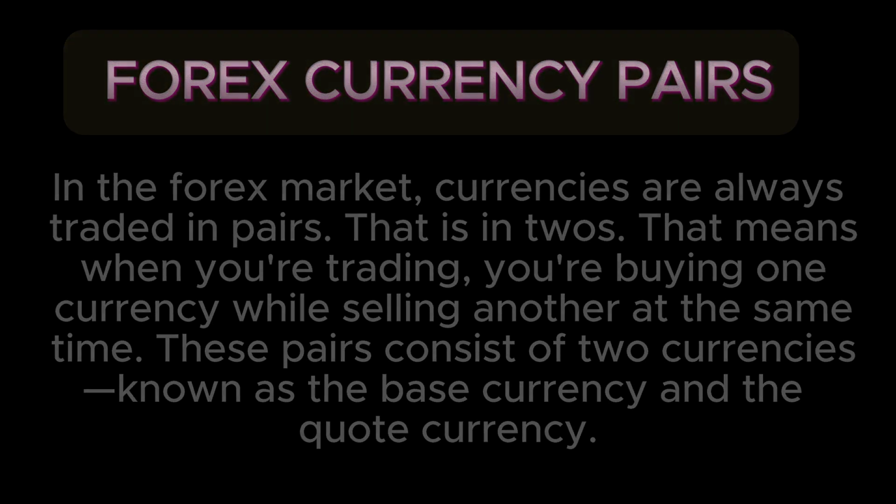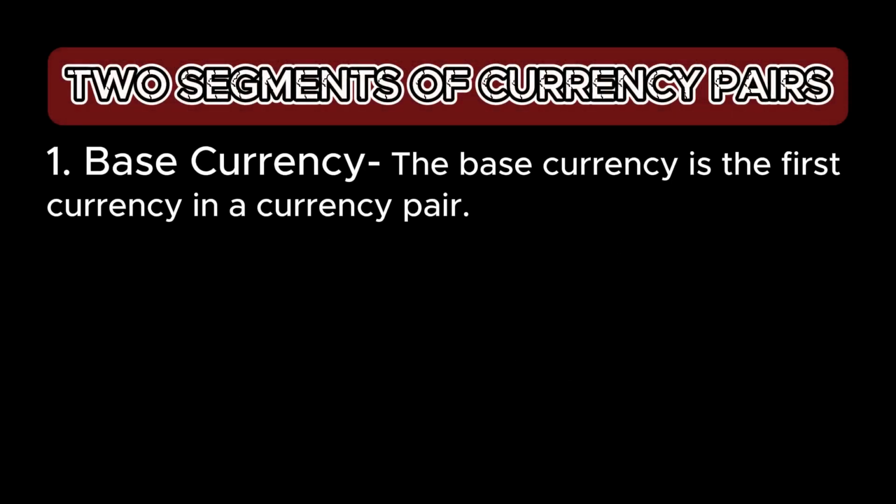Now let's talk about the two segments of currency pairs. Number one is the base currency. The base currency is the first currency in a currency pair. It is what you are buying or selling when you place a forex trade. For example, in the EUR/USD pair, the Euro is the base currency. So if you are buying this pair, you are essentially buying euros and selling US dollars at the same time. Let's make it simple. Think of the base currency as the anchor of the trade. It is the reference point against which the value of the second currency, the quote currency, is measured.